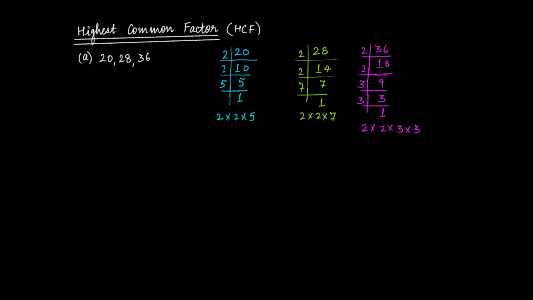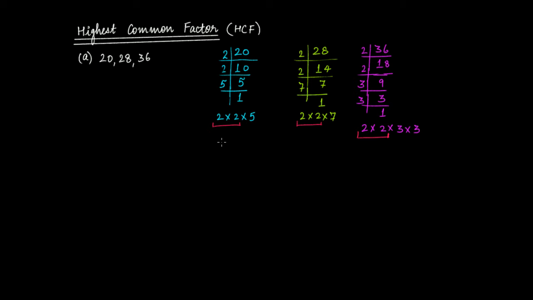Now, is 2 common in these three? You will say yes. You have to find the prime numbers that are common in the prime factorizations of all these numbers. 2 is present here, here, and here. And if you notice, 2 is present 2 times here, 2 times here, and 2 times here. So you will take the maximum number of times that is common in all these numbers.